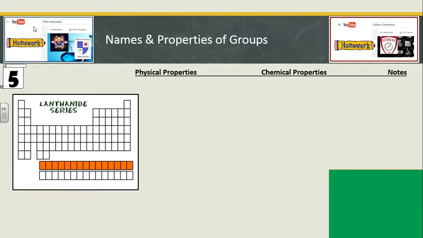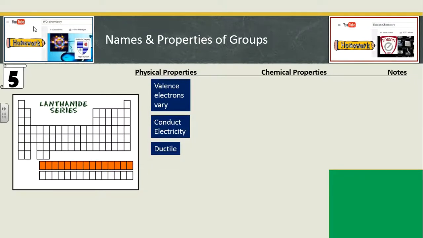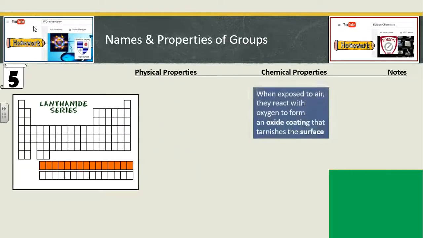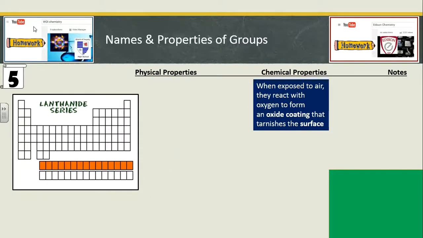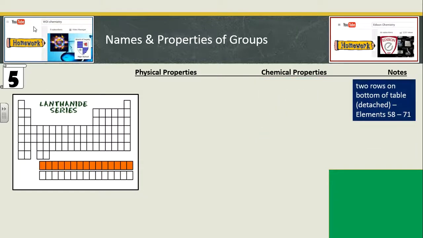Two more: lanthanides and actinides, and we'll talk about hydrogen real quick because hydrogen is not a metal, which we found out on our reference table quizzes. So our physical properties, they vary. They conduct electricity. They are metals, so we have all the metals, but their valence electrons vary. Their chemical properties: when exposed to air, they tend to react with oxygen to form an oxide coating that tarnishes their surface.